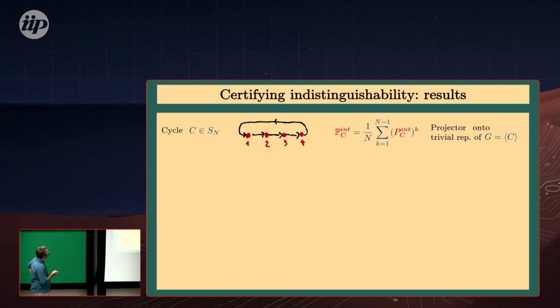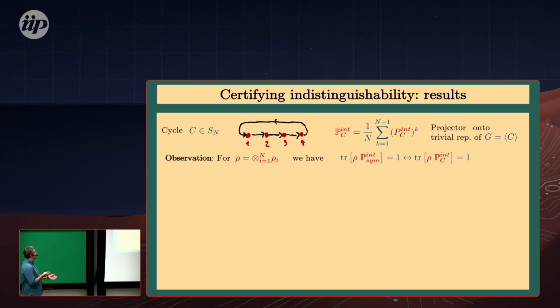Okay, so let's take a step back. Let's consider a specific permutation of internal degrees of freedom, a cycle. Some cycle that goes over all my particles. It acts on internal degrees of freedom, and defines a group, a cyclic group. I can look at the projector onto this trivial representation. And a basic observation is that if rho is a product, being fully symmetric means that it is if and only if you are symmetric just over cycles.